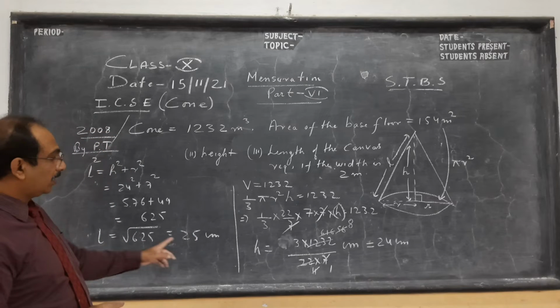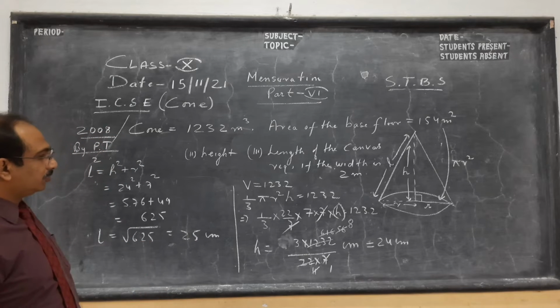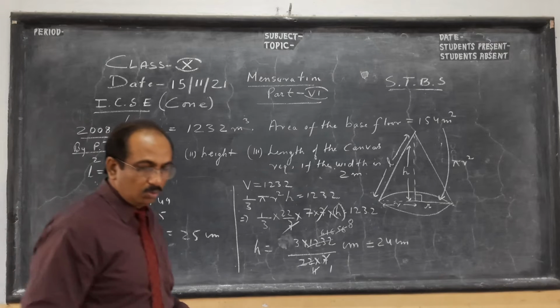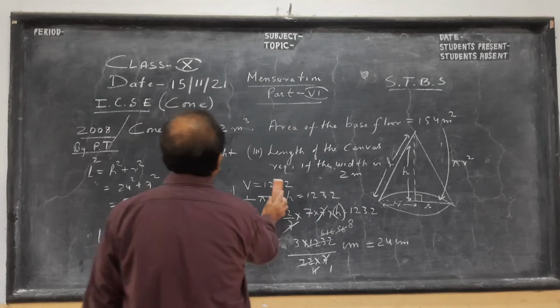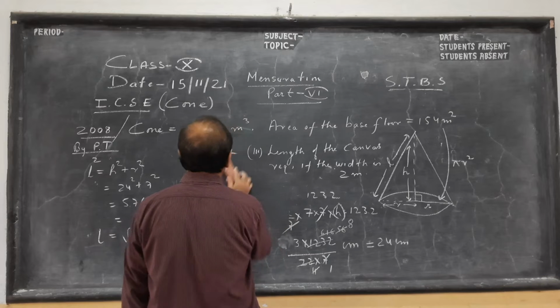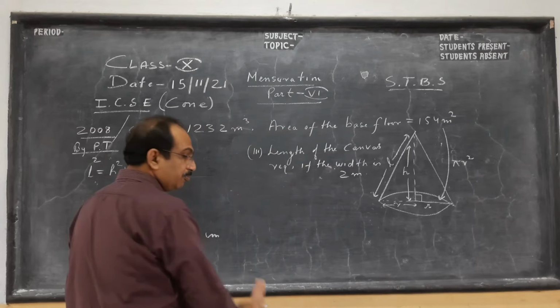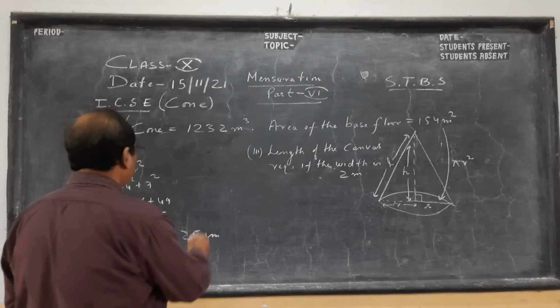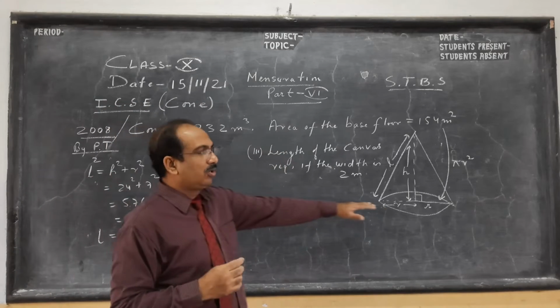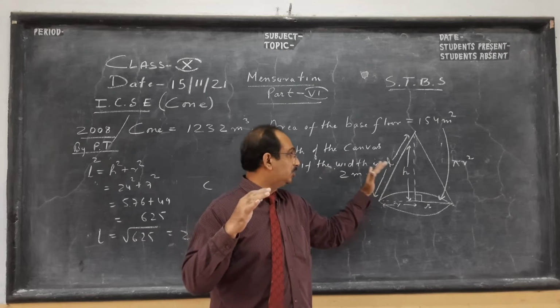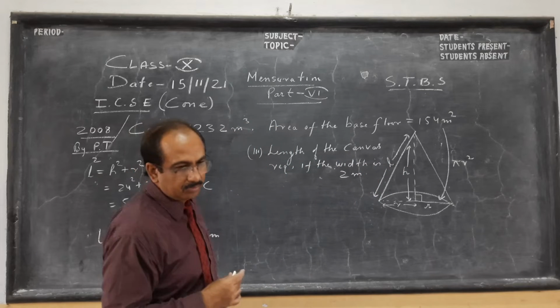So the positive square root is 25 centimeters. With this, we have to find the curved surface area. The curved surface area of the cone is pi R L. Since we are not going to put canvas on the base, we find the curved surface area, whose breadth is 2, so we will divide the answer by 2.